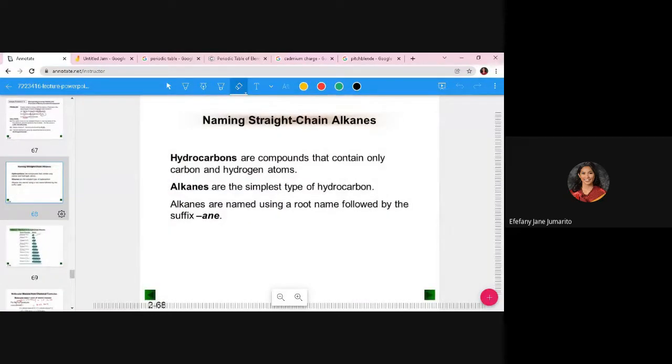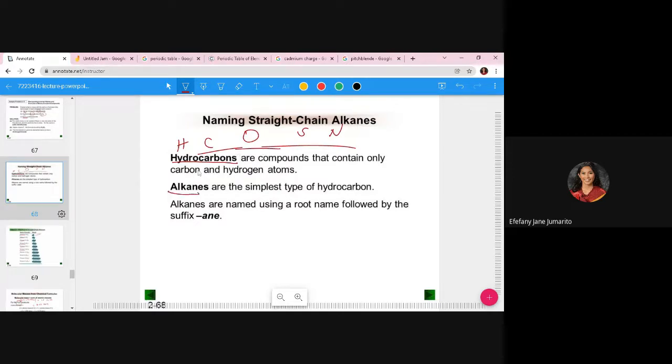So we have naming straight chain alkanes. So we have hydrocarbons. What is the composition of hydrocarbons? Hydrogen and carbon. CH. Kanino ni siya makita jud nato sa organic chemistry. C ug H na lang yun ito makita dito. Og oxygen, gamay. Then napoy sulfur, napoy nitrogen. Makita nato sa organic chem.